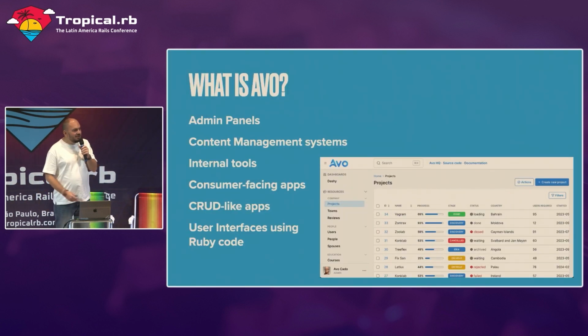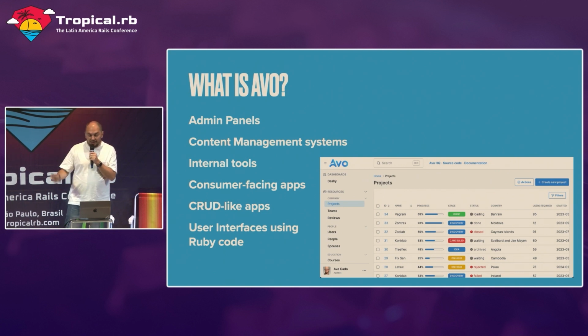For those of you who don't know what Avo is, it's a very advanced content management system, admin panel, and internal tool builder for Ruby on Rails. So it helps developers build CRUD-like applications really, really fast.